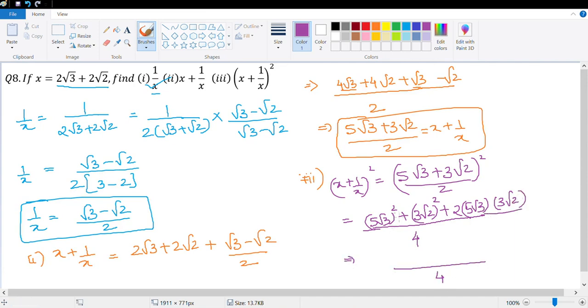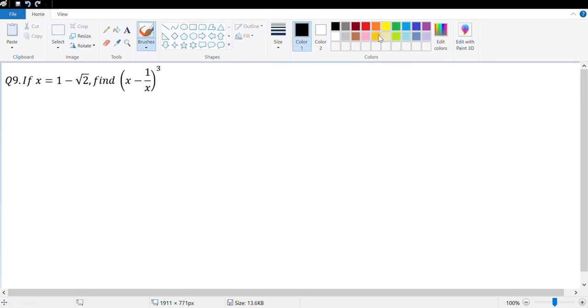So this gives us the denominator is 4. 5 root 3 whole square, that's 25 into 3, 75. 3 root 2 whole square, that's 9 into 2, 18. Plus 2 into 5, 10. 10 into 3, 30. That's 30 root 6. So the answer is 75 plus 18, that's 93, plus 30 root 6 upon 4. That's the value of x plus 1 upon x whole square. Good. Questions are getting easier now that we've done quite a few of them. Let's look at the next one.